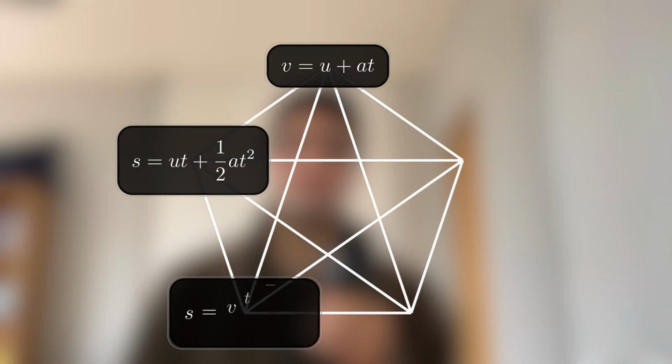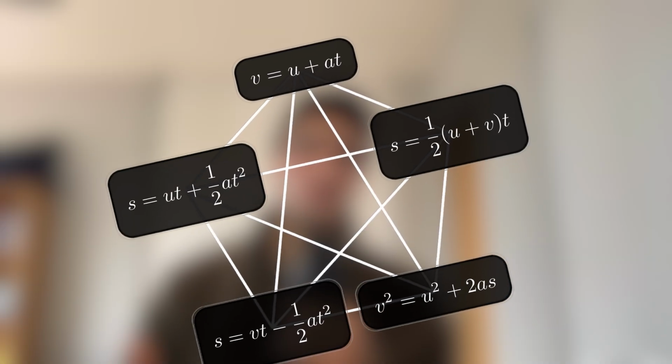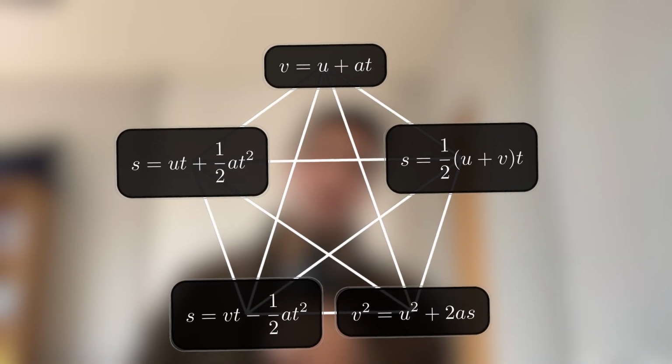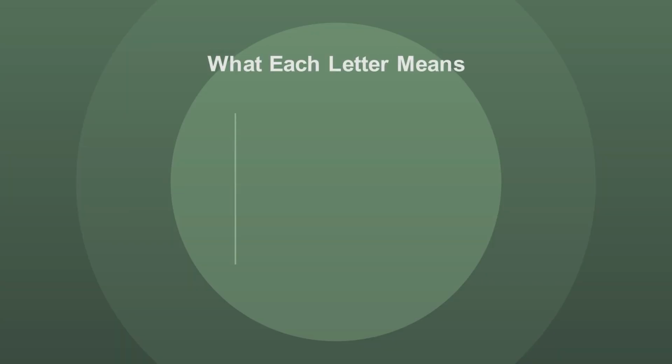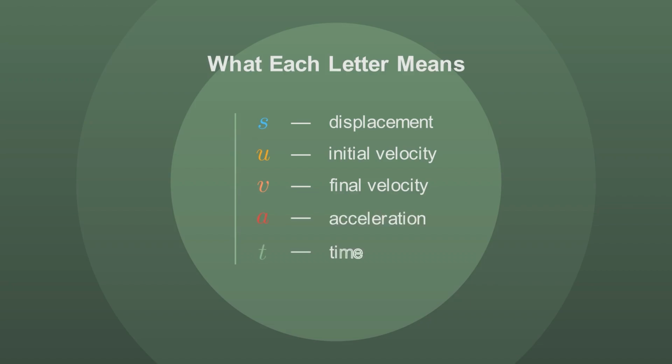Okay, now onto SUVAT. Here we have 5 equations that only work when acceleration is constant, which in the context of your AS paper is basically all the time, unless they tell you otherwise. The 5 letters stand for things you might want to know or want. So that is S, displacement, U, initial velocity, V, final velocity, A, acceleration, and T, time.